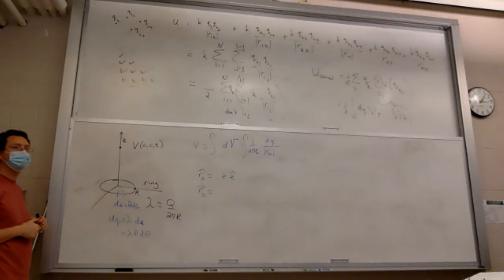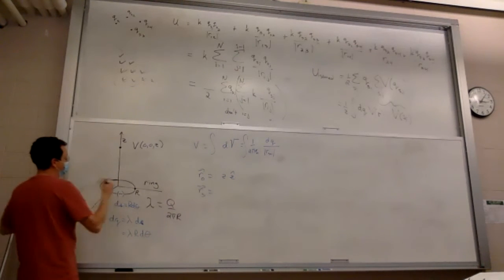Where's the source charge? Is there one? It's a whole bunch of source charges. It's a ring though. Is there any charge at the origin? No, so it can't be the origin. Like this guy right here. The R vector? No.